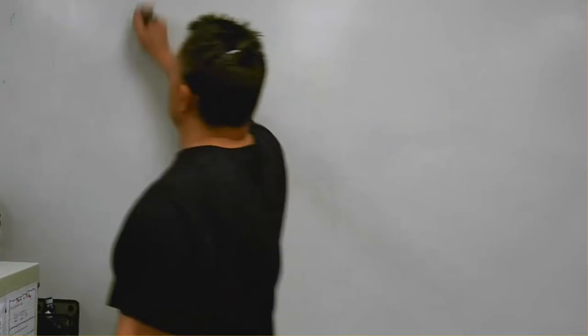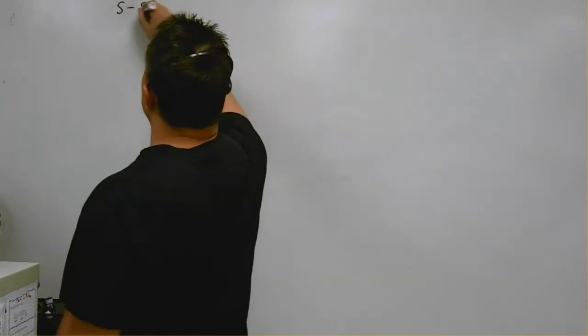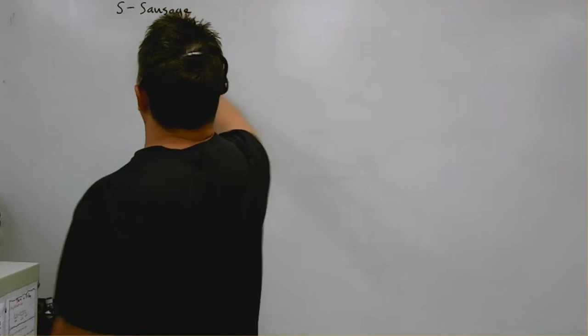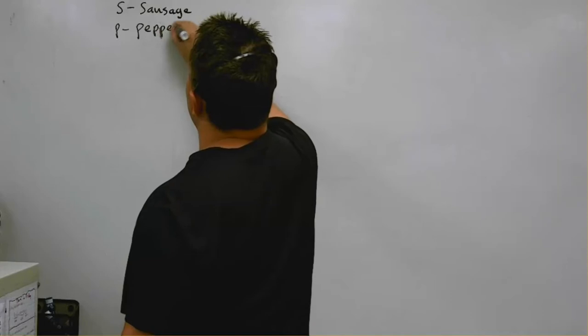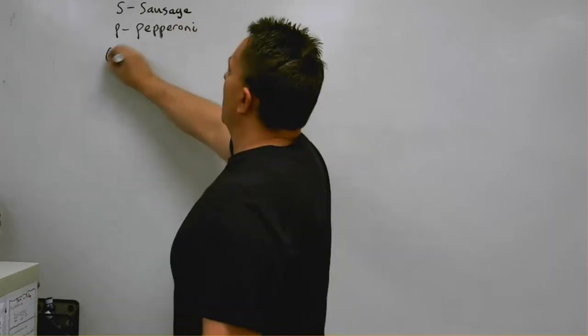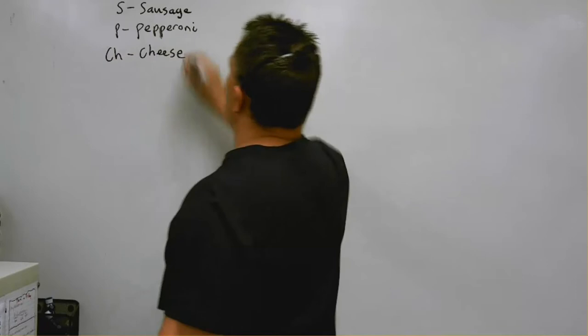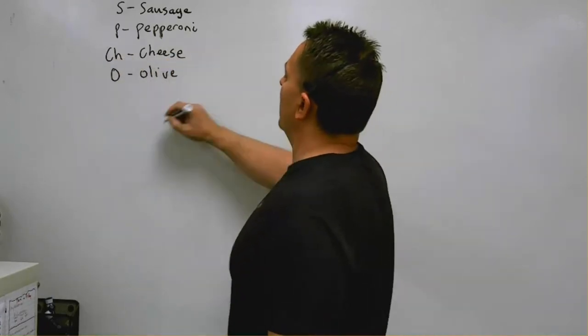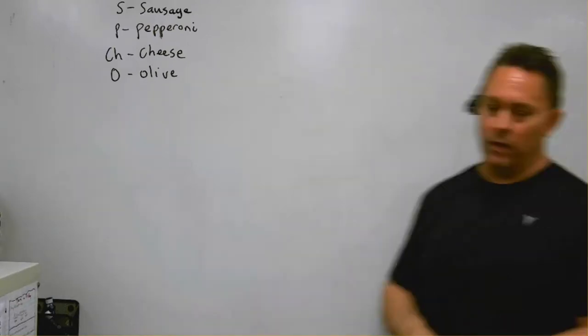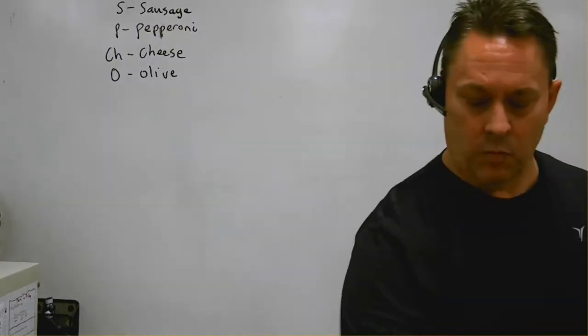I got another example for you, but this one goes back a while. Back when I was in college, I worked for a pizza shop. So the first thing you learn when you're working at a pizza shop is S stands for sausage, P stands for pepperoni, CH is cheese, and O is for olive. Now I know I could probably go on and list a whole bunch of other ones, but that's probably enough for what we have to do here to show this.